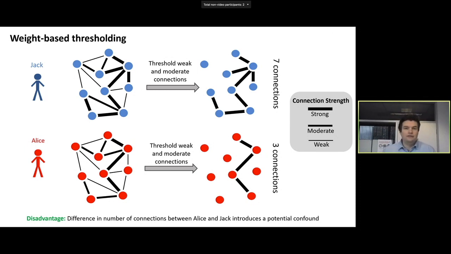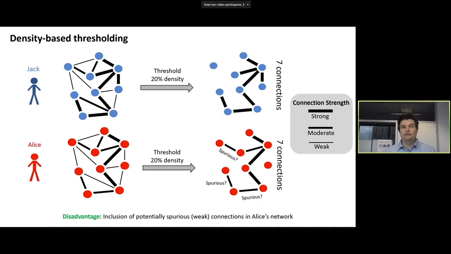So you might say, well, given this confound, maybe we should be using density-based thresholding. And by definition, density-based thresholding ensures that both Jack and Alice's thresholded networks comprise exactly the same connection density, in other words, the same number of connections, 7 connections in both cases.